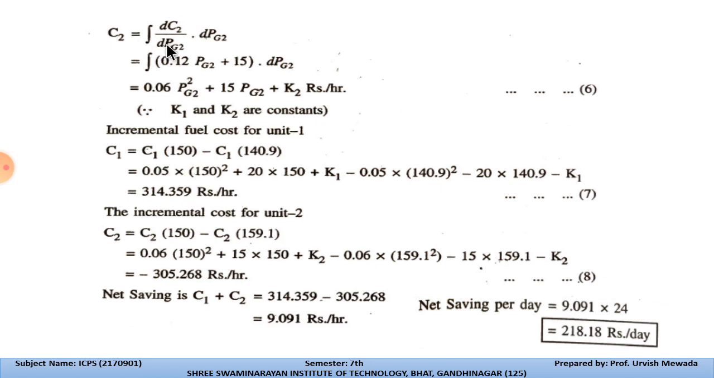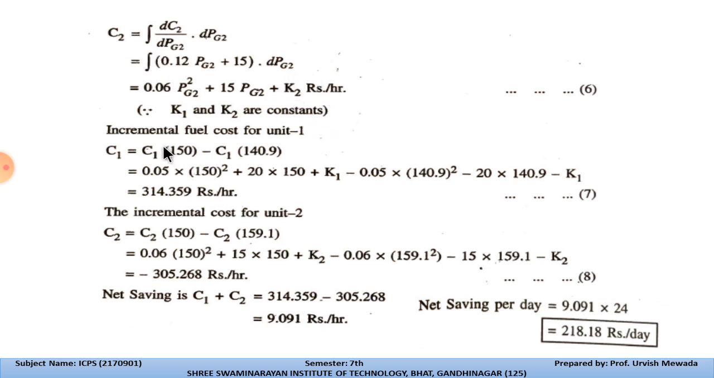And for C2, that is the integration of dC2 by dPg2 into dPg2, so integration of (0.12 Pg2 + 15) dPg2. After integrating the above equation, we will get 0.06 Pg2 square + 15 Pg2 + K2 rupees per hour, where K1 and K2 are the constants.